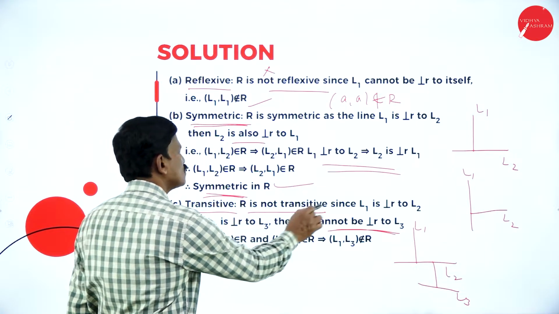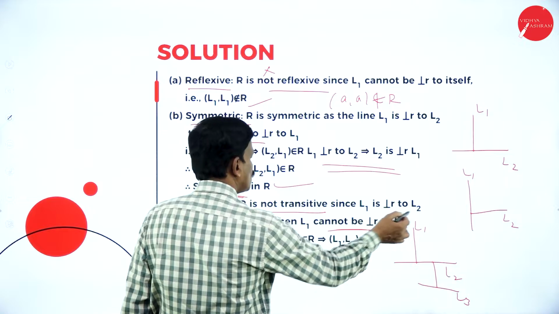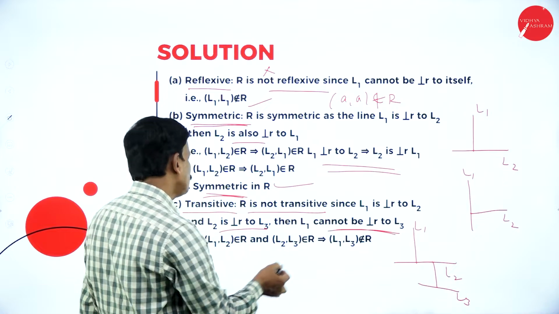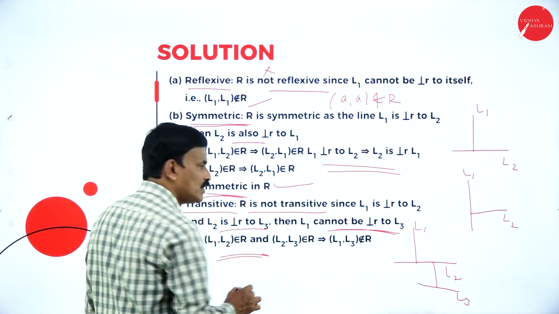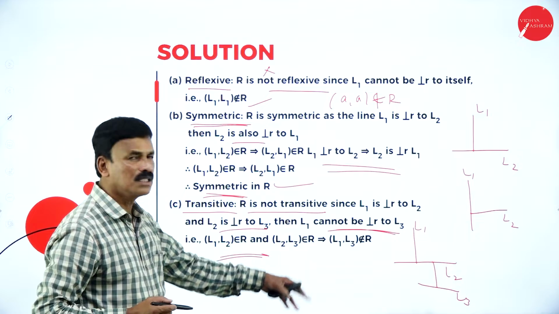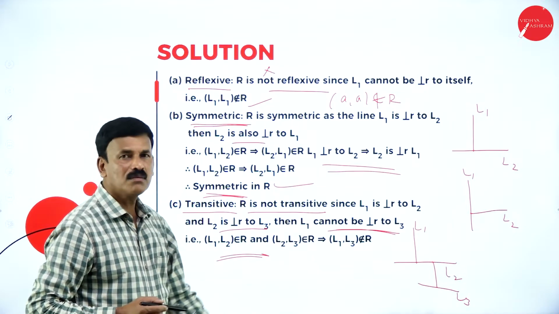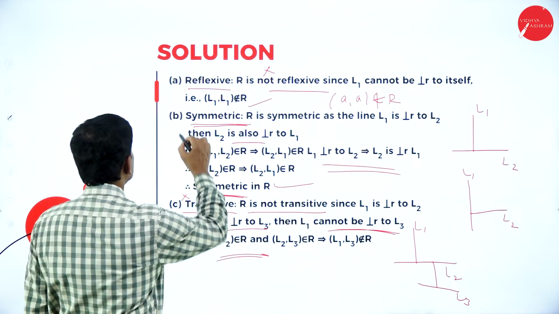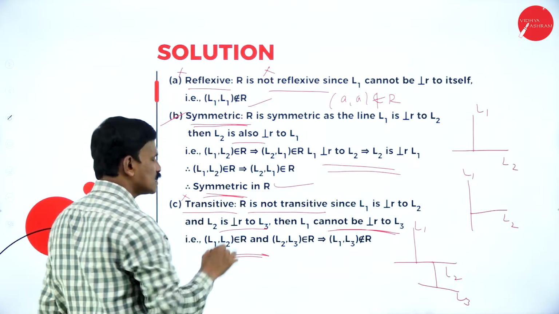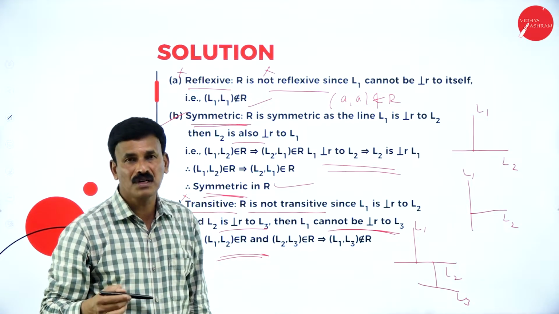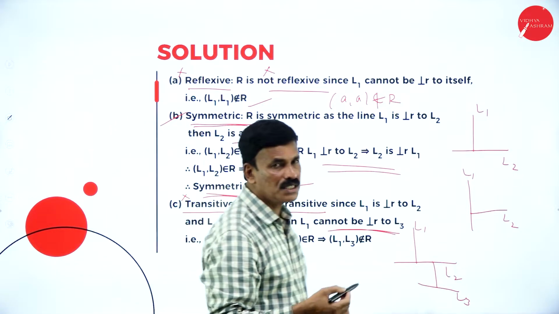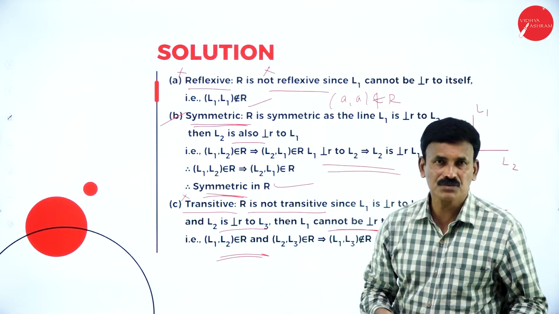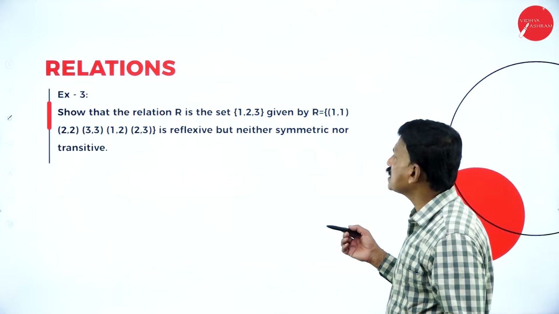That means R is not transitive, because L1 is perpendicular to L2 and L2 is perpendicular to L3 implies L1 cannot be perpendicular to L3. That is, (L1, L2) belongs to R and (L2, L3) belongs to R implies (L1, L3) does not belong to R. Therefore, this is not transitive. So it is only symmetric, neither reflexive nor transitive. Hence, this is not an equivalence relation. The relation is symmetric, neither reflexive nor transitive. Now, let us come to the next example.